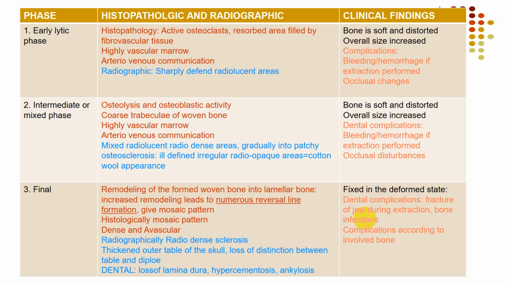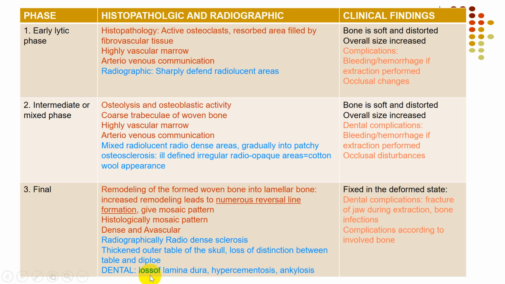Radiographically, now we will have radiodense sclerosis. And if we look specifically at the skull radiograph, you will see that the outer table of the skull is thickened. So you will not have the distinction between the outer cortical table of the skull and the inner layer of the skull in terms of bone radiodensity; you will have the same density. We will explain it more when we pass by the radiograph.